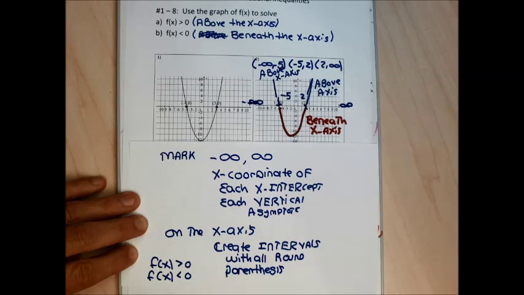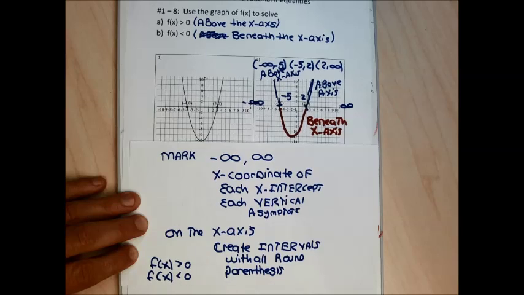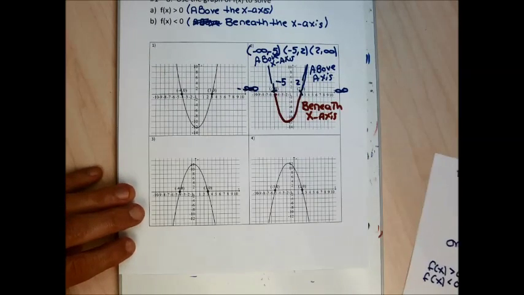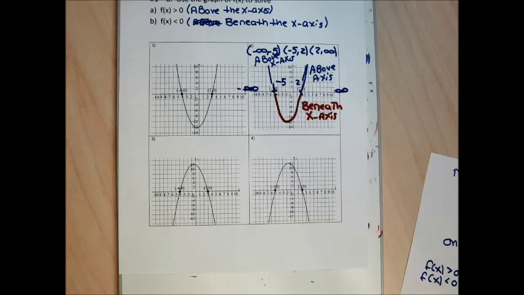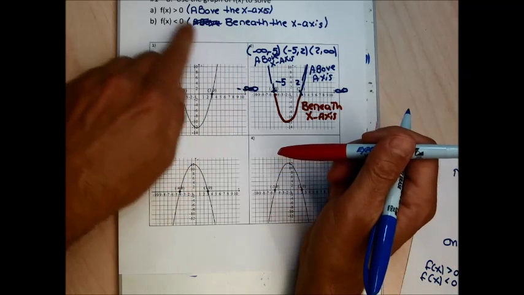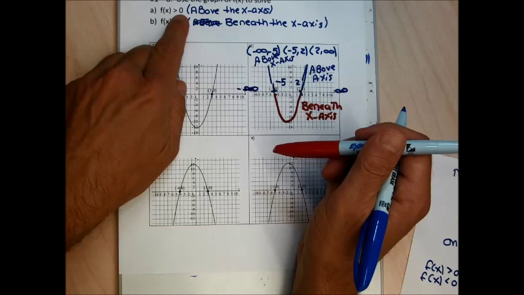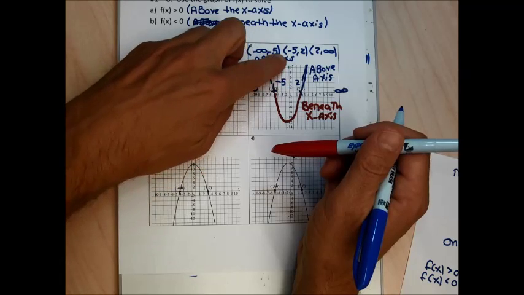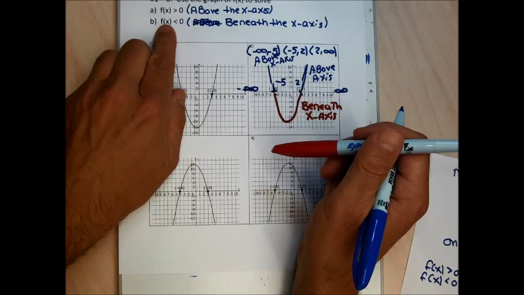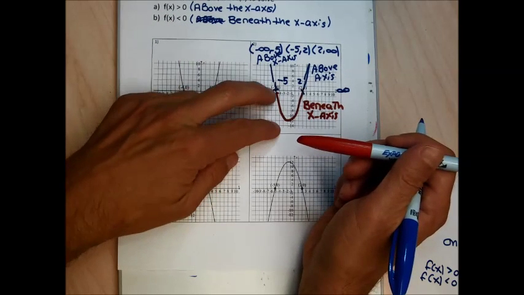Once I get the intervals marked on my graph, I just need to figure out if the interval corresponds to a part of the graph above the x-axis or beneath the x-axis. If the interval corresponds to a part of the graph above the x-axis, it goes in the answer to part A. If it corresponds to a portion of the graph beneath the axis, it goes to part B. Because part A is looking for portions of the graph where the f of x or the y's are bigger than 0, and y's are bigger than 0 when the graph is above the x-axis. Part B is looking for the portion of the graph where the f of x's are less than 0, and f of x's are less than 0 when the graph is beneath the x-axis.